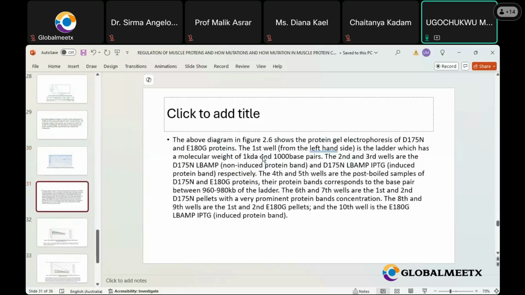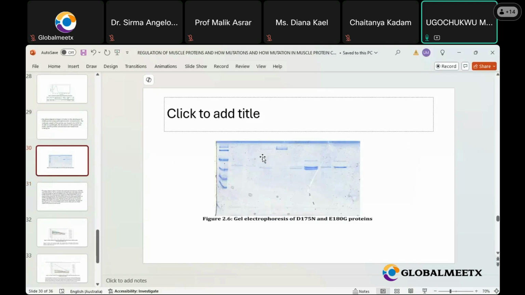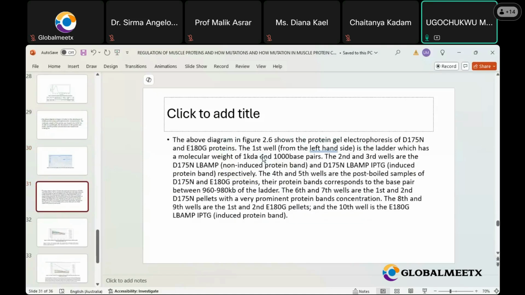The sixth and seventh wells are the first and second D175N pellet with a very prominent protein band concentration. The eighth and ninth wells are the first and second E180 pellet, and the tenth well is the E180G, which shows the induced protein band formation.